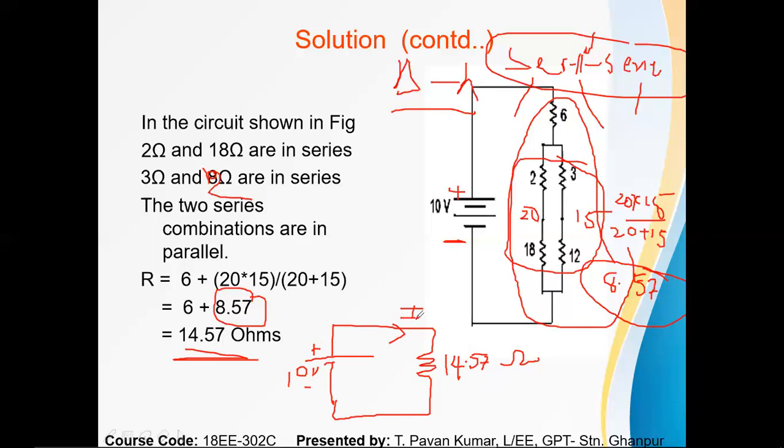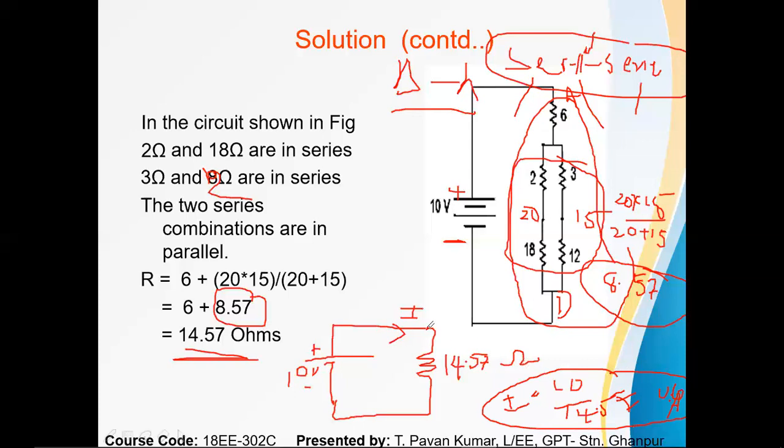If time is there, then you can find the current also. Current is I equals V by R, 10 divided by 14.57. You will get the current value also. How much current can I get? 0.68. So if in case we are asked the current flowing between the A and D terminals, you can find this type of answer.